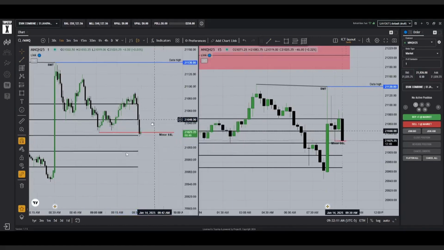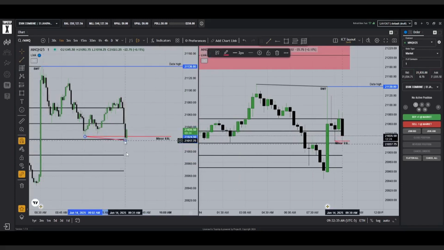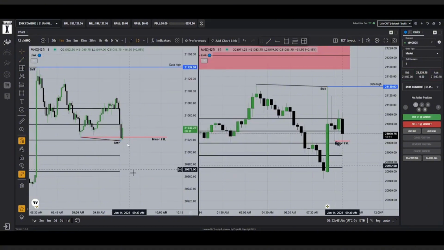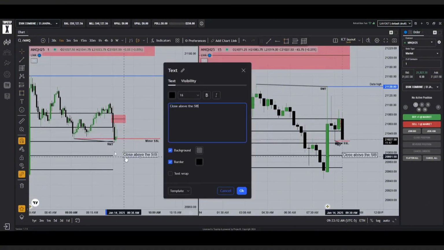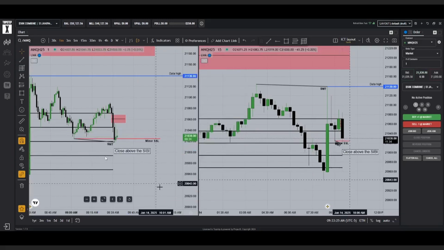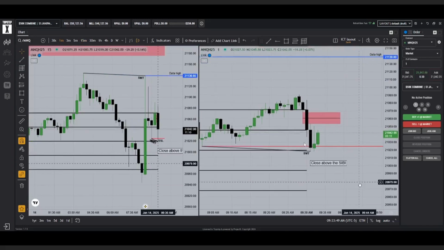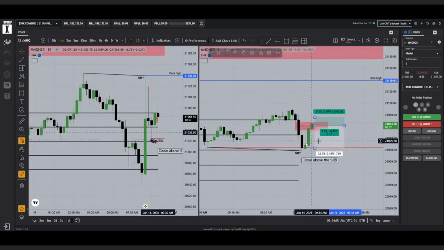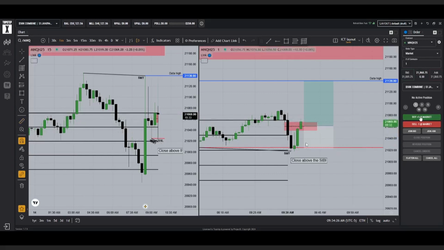So I mark out the minor sell side liquidity, of course. Right now we're pretty much at 50% of the regular trading hours gap, and we kind of reject off that while taking the minor sell side liquidity. Now right here, I make the call that I want to see price close above this SIBI again, like how it happened in the last trade recap.